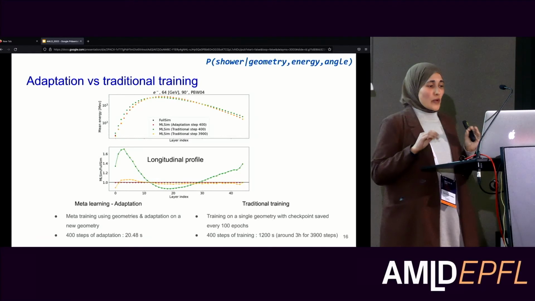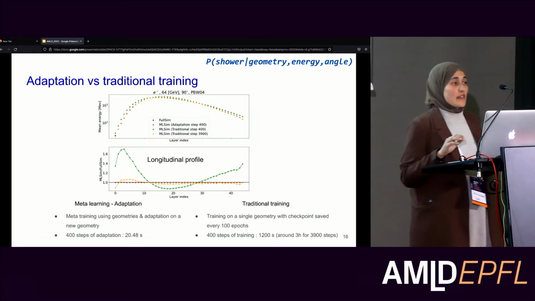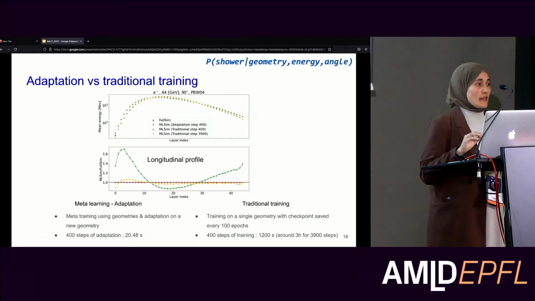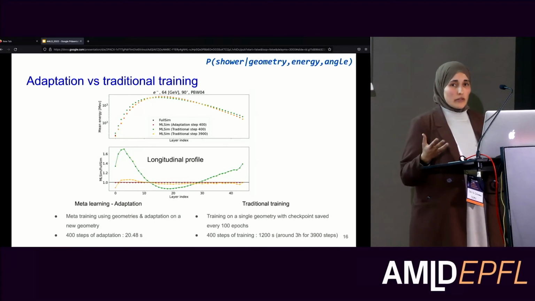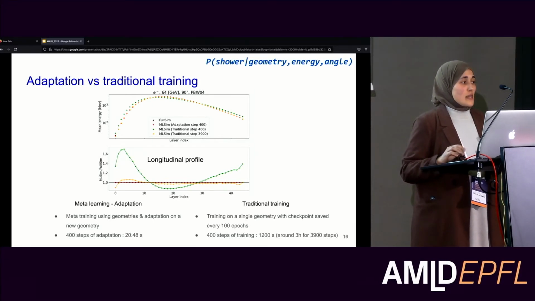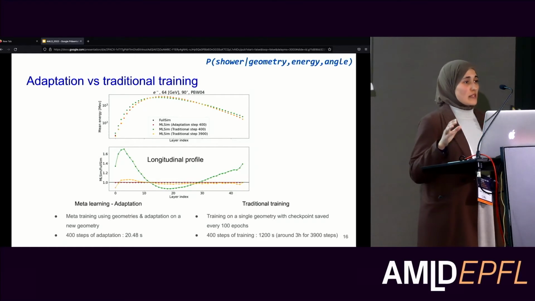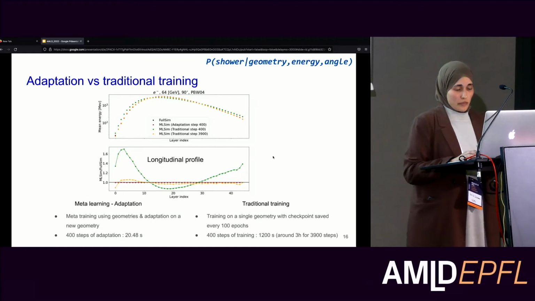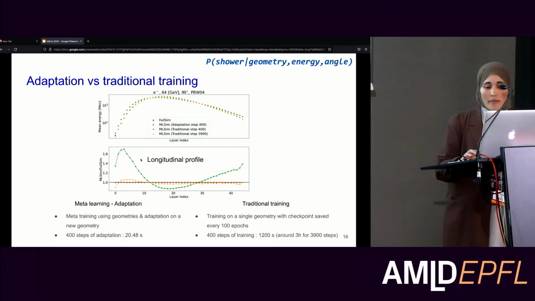So here I wanted to show you the difference between the adaptation versus a traditional training. And here what I mean by traditional training is starting from scratch on this specific geometry without any initialization. So maybe it's better to see the ratio plot.